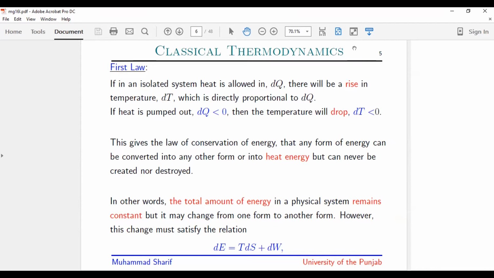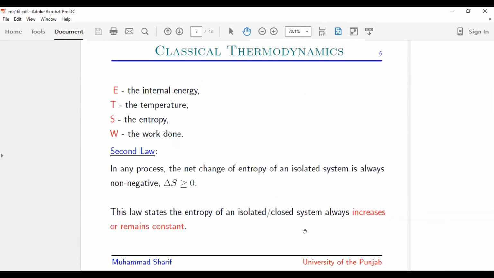In other words, we can say the total amount of energy in a physical system remains constant, but it may change from one form to another. However, this must satisfy the following mathematical relation: dE is equal to TdS plus dW. Here E is the energy, T is the temperature, S is the entropy, and W is the work done.